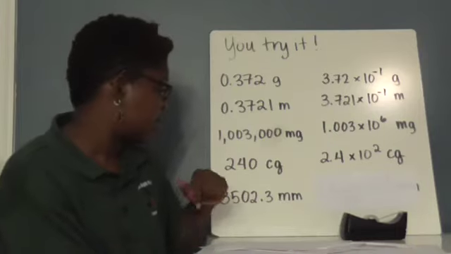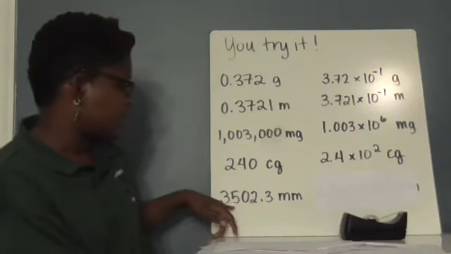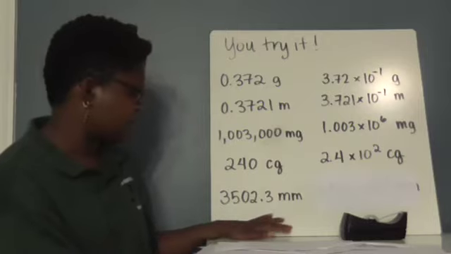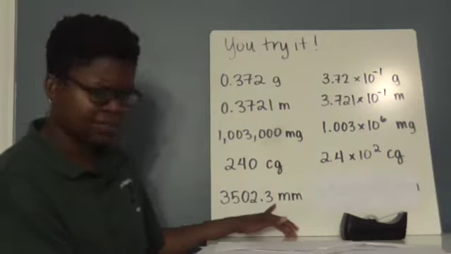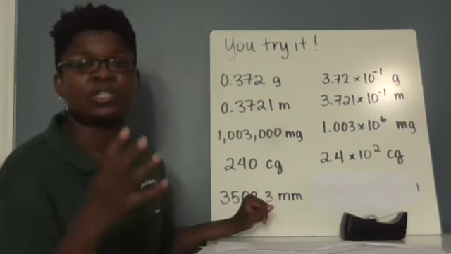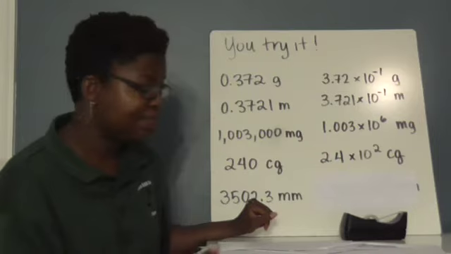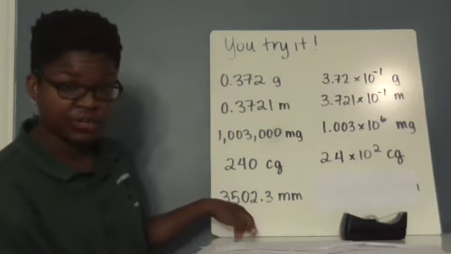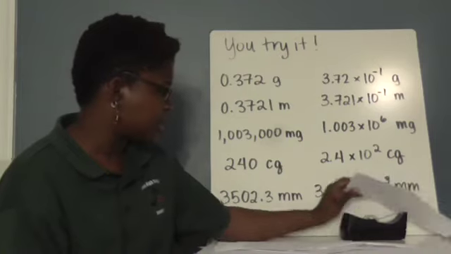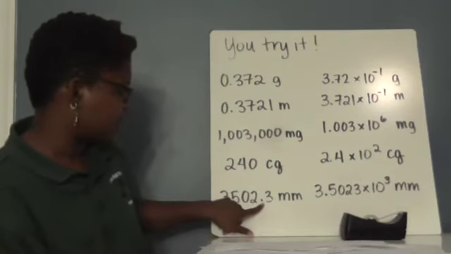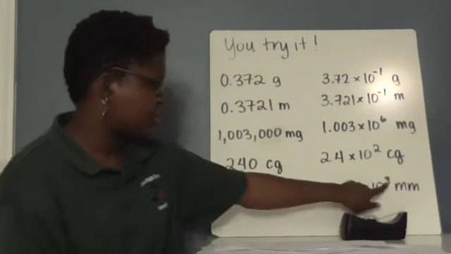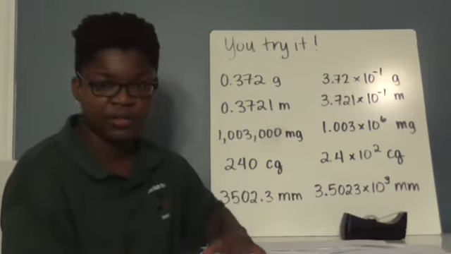And last, but certainly not least, this one, 3,502.3. Now, this is a little tricky because for some reason, whenever we see numbers past the decimal, students get confused as to where to move your decimal. But you're always going to move the decimal to the exact same spot every time. And that spot is right after that first digit. So, it will look like this. And when we count, I move my decimal 1, 2, 3 spots. So this is 10 to the 3rd millimeters.